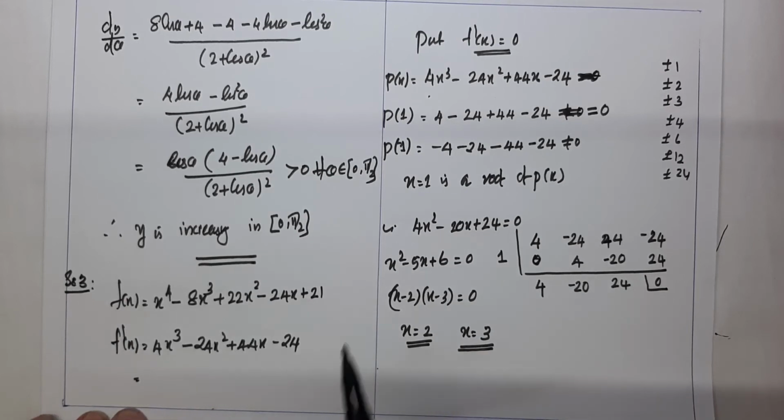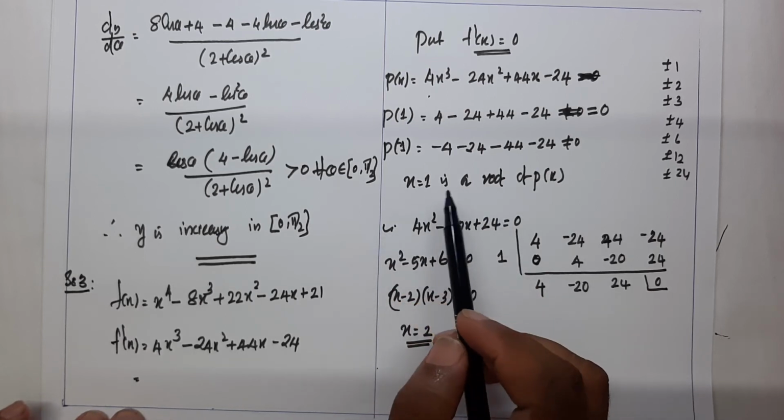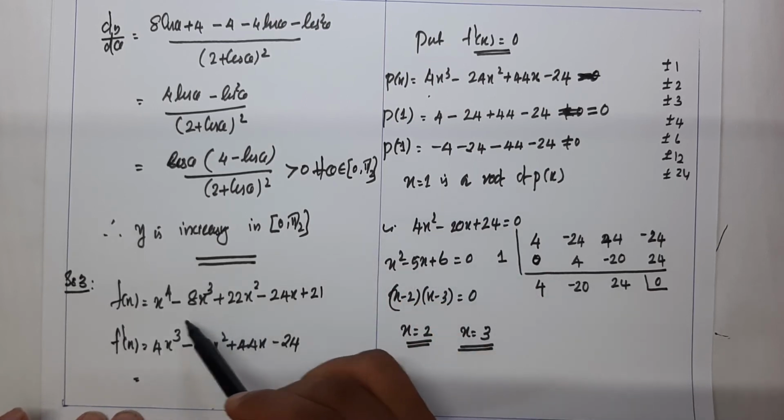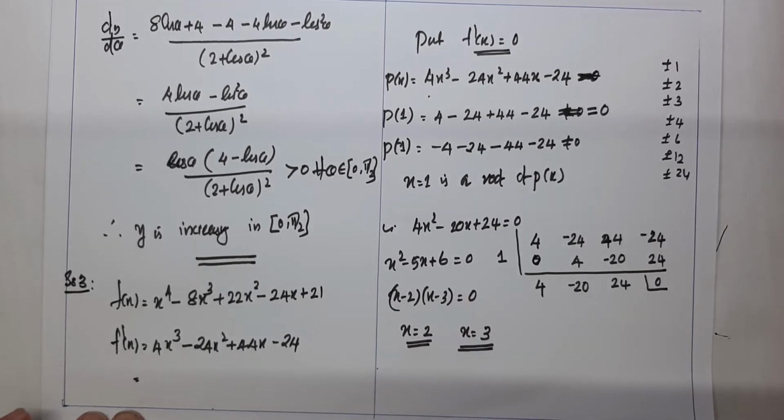Now otherwise we use a second method: when x is equal to 1 is a root, then x minus 1 is a factor. Using that factor, we divide this third degree polynomial by x minus 1. We get a quotient which is a second degree equation. It's very difficult to find the second and third factor by that method. So here we use the synthetic method.